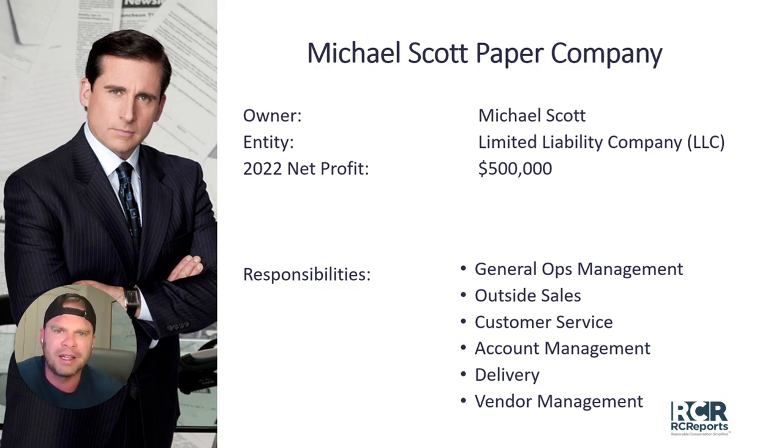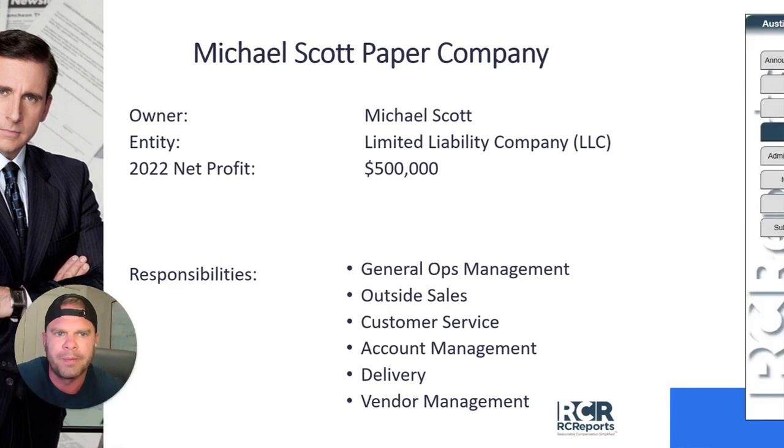Here we have Michael Scott, owner of the Michael Scott Paper Company. Michael Scott started this paper company to compete with his former company. He started as a limited liability company, an LLC, and last year they made $500,000 in net profit. Now Michael Scott does it all: general ops, sales, customer service, account management, delivery, and vendor management. This gives us the information we need to tell Michael whether he's good and would be more profitable to stick with the LLC, or if it's time for him to move to an S corp.